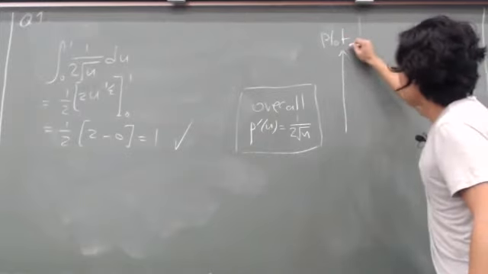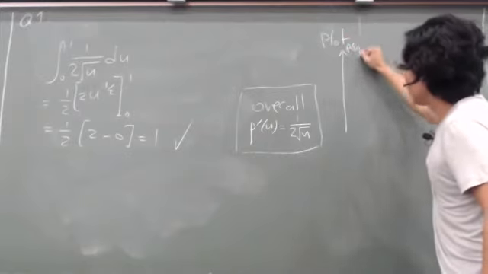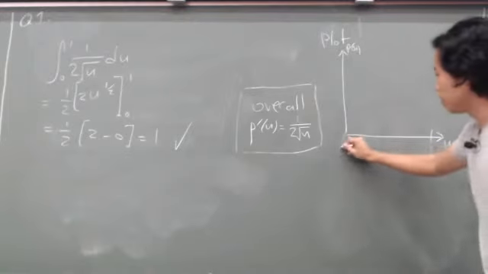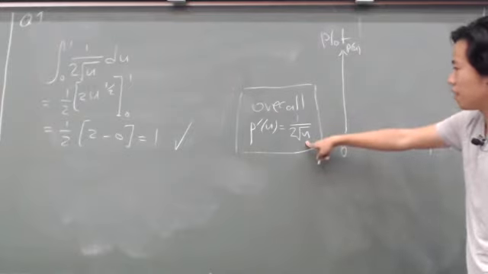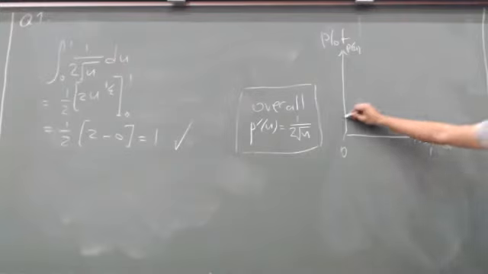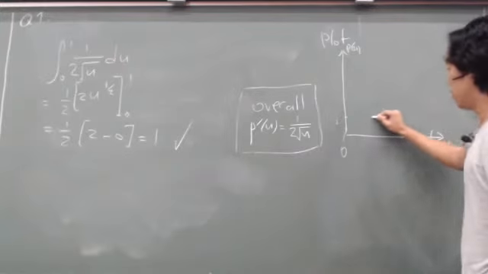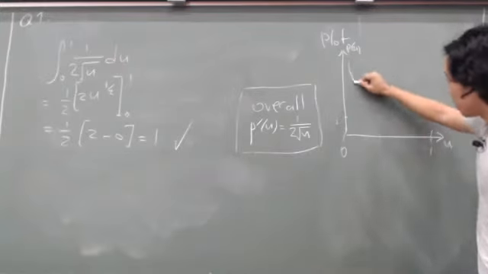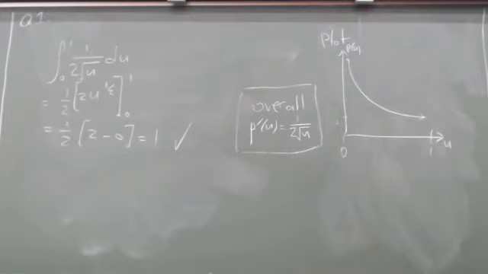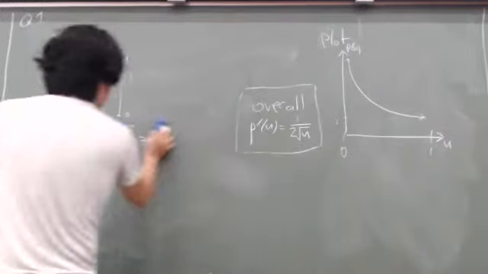So if this is P dash of u, and this is u between 0 and 1, this should just go to infinity at 0 and then approach 1/2 at 1. So we'll just come down like that. I'll plot it on Wolfram Alpha. It's probably prettier than my drawing.